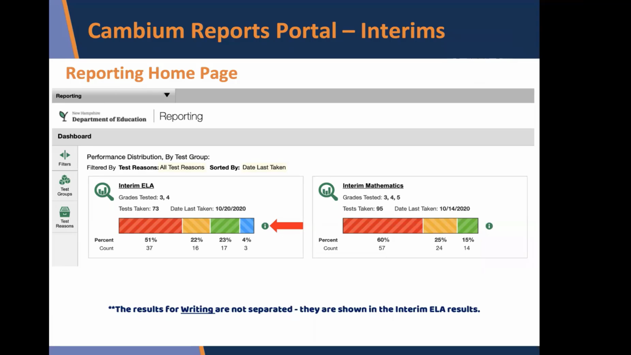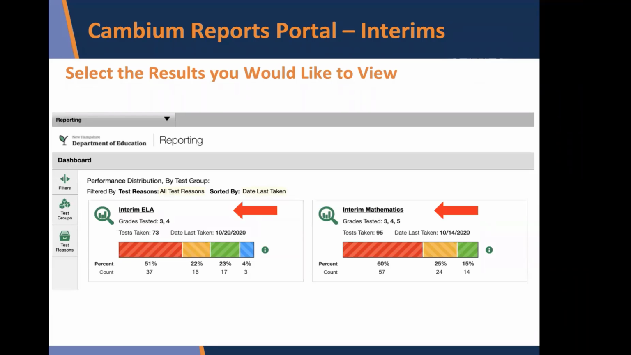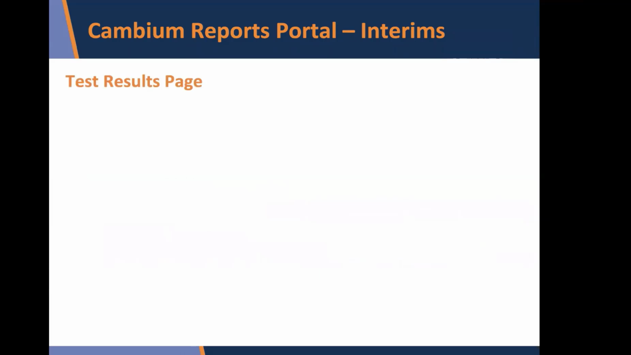So I just want to point you in the direction of some of the things on this screen. This little I here, what that tells you is what the performance levels are. We all kind of know this because we're used to the summative results. We know that the red is a level 1, level 2 is yellow, level 3 is green, and level 4 is blue. Now, if I go through and I want to look at specific results, I'm either going to choose interim ELA or interim mathematics. I'm going to choose math right now, and we're going to drill right into the math portion.